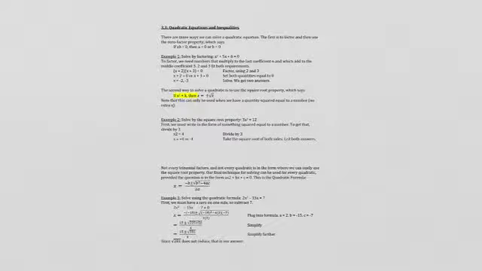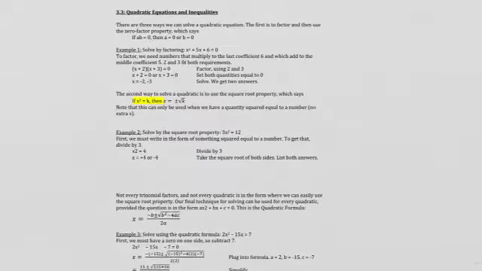Alright guys, so now we are going to talk about section 3.3, which is quadratic equations and inequalities. There are different ways to solve a quadratic equation, and the first is to factor, and then we use the zero factor property. So please try to remember the zero factor property, which is right here, okay?